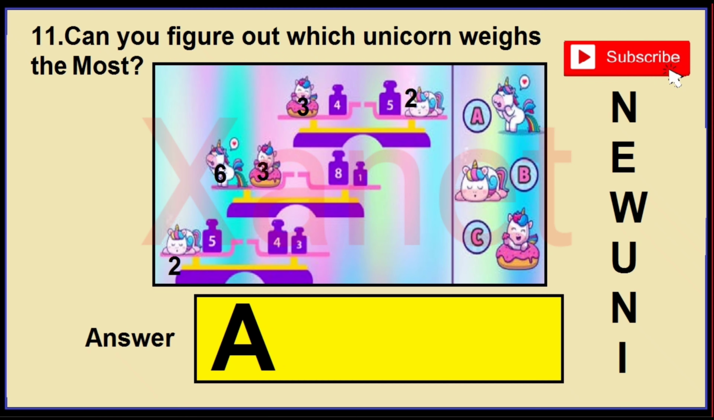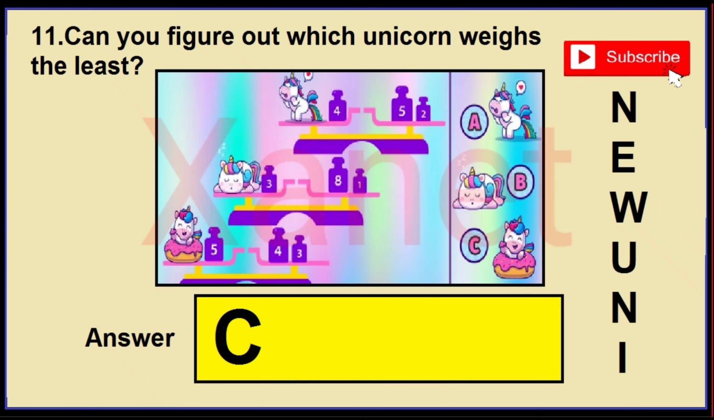Now in version 4, the image is similar to that of version 3, but you can see here it is written most, which is different from version 3. So if you find this sort of image and this sort of question, then the correct answer is A. Now in version 5 of this question, you can see this sort of image. If you find this sort of image and this sort of question, then the correct answer will be C.